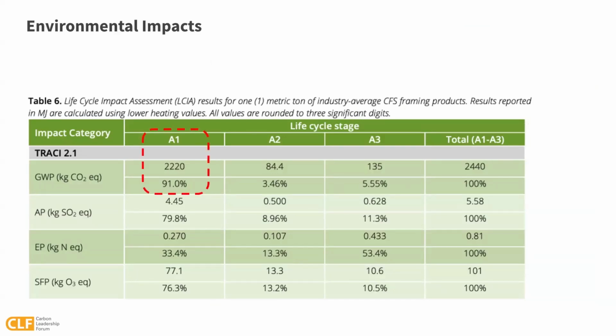We see here, for example, that the production of upstream ingredients in A1, which in this case is the galvanized steel coil, that's the main input to cold form steel framing, is by far the dominant contributor to the total cradle to gate GWP of the product.